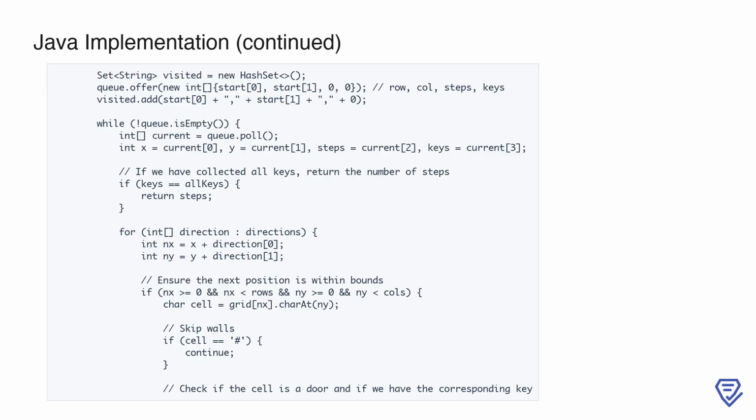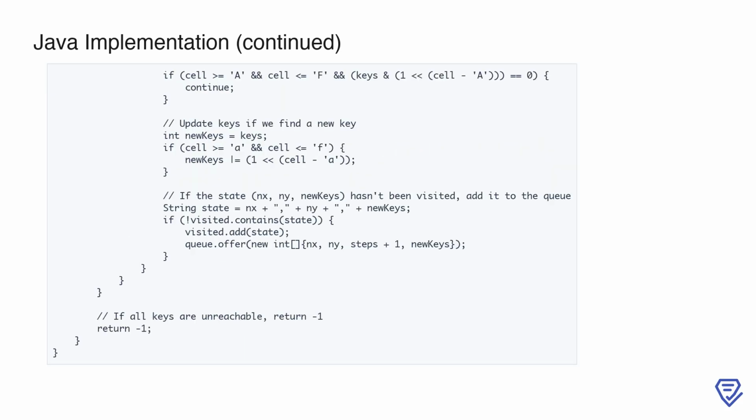For each direction, we calculate the new coordinates and check if they're within bounds. If the new cell contains a wall, represented by hashtag, we skip it. Additionally, we need to ensure that if the cell is a door, we have the corresponding key to pass through.